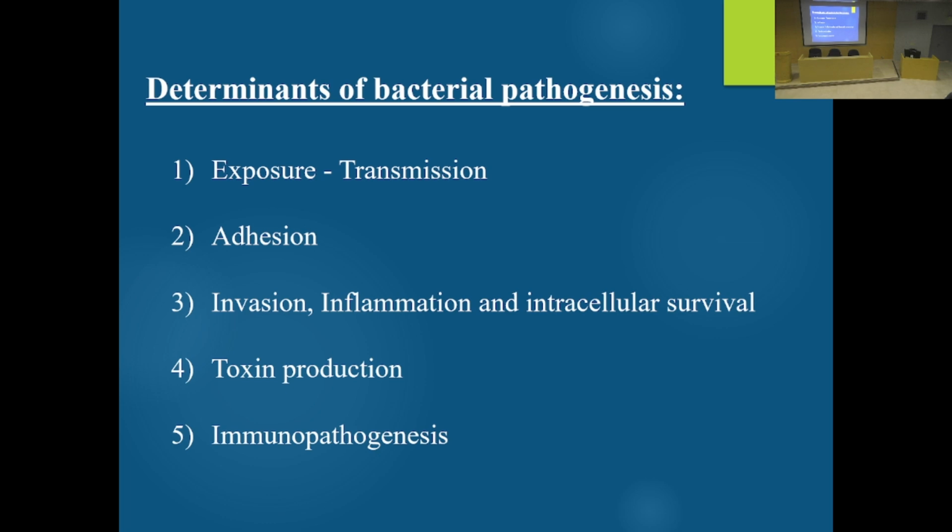So, once it enters into the human body, what is the next step? It has to get hold of host cells, right. So, that is adhesion. Okay. So, after it gets hold, what is the next step? It has to invade. It tries to invade. It tries to cause some inflammation. Okay. And there are some bacteria that can stay within the cells or within the macrophages. Okay. So, that is called intracellular survival, and it can produce toxins, and in some diseases you will have immunopathogenesis. So, I will tell you what is that.